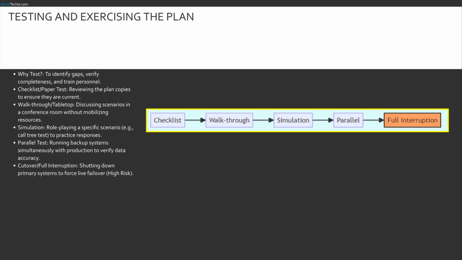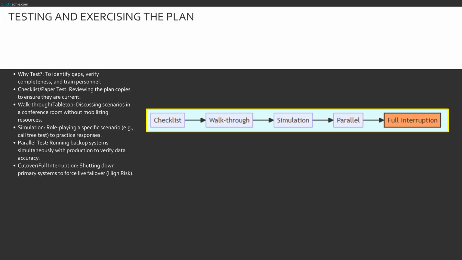Next is simulation, where we role-play specific actions without moving real equipment. A parallel test involves turning on the backup site and comparing data, but keeping the main site running. The ultimate test is the cutover or full interruption, pulling the plug on the main site. This is high risk and rarely done, but it's the only way to know for sure if you are ready.